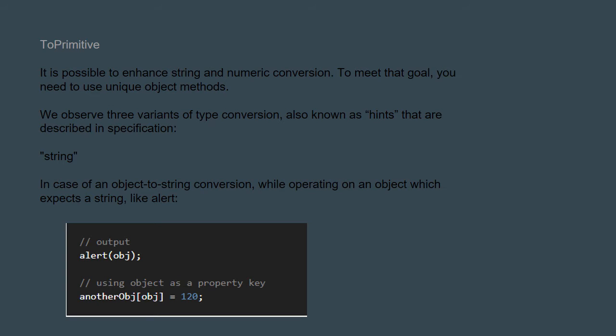String. In case of an object to string conversion, while operating an object with a function expecting a string, like alert, see here, the object is equal to 120. The alert will give the output as 120. Using an object as a property key.